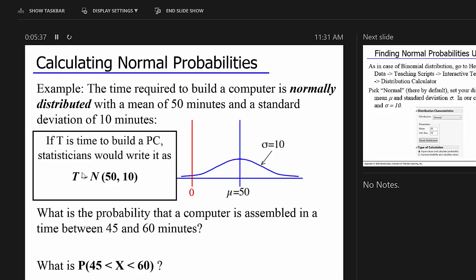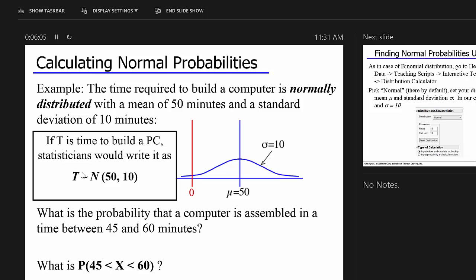And then in parentheses after the letter N, I'm going to specify 2 things because that's what it takes to fully specify the normal distribution. First of them is the mean, I can write mu equals 50. And second, the standard deviation, sigma equals 10. So this is a short way to write the same exact thing. Time to assemble a computer is normally distributed with the average of 50 minutes and standard deviation of 10.